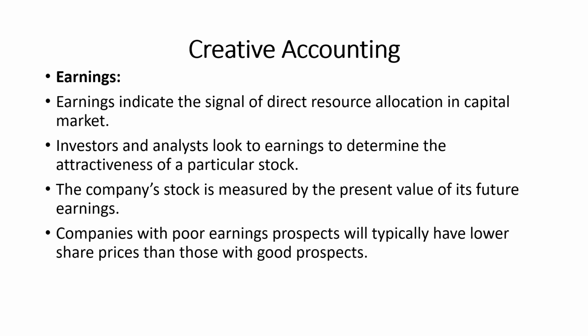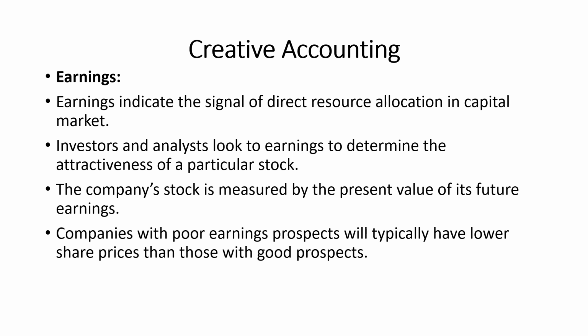So what about the main points in creative accounting, which is the next chapter after corporate governance and agency? We have talked about earnings, as earnings indicate the single direct resource of allocation in the capital market, as investors and analysts look to earnings to determine the attractiveness of a particular stock. So if you are an investor or a financial analyst, you will look to the earnings of each company to determine whether you can invest in this company or not. So the company's stock is measured by the present value of its future earnings.